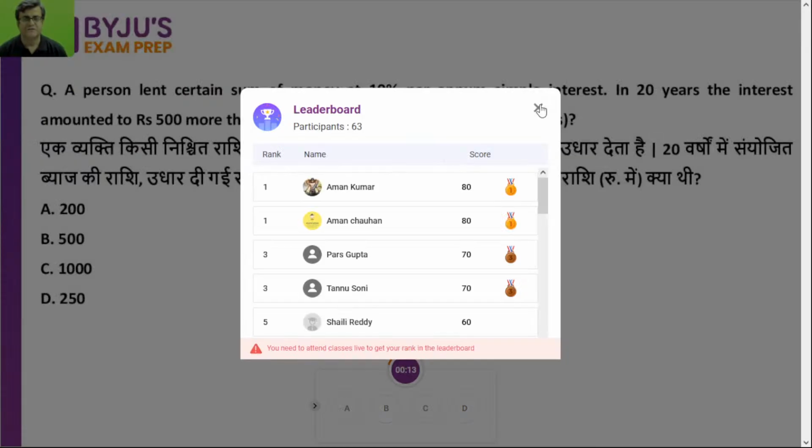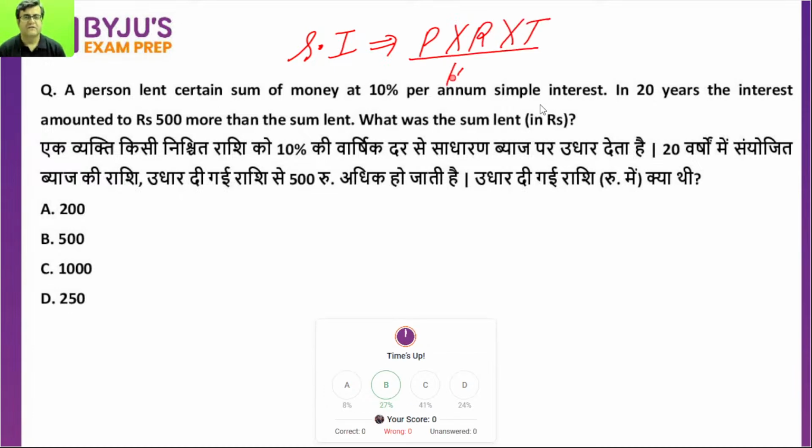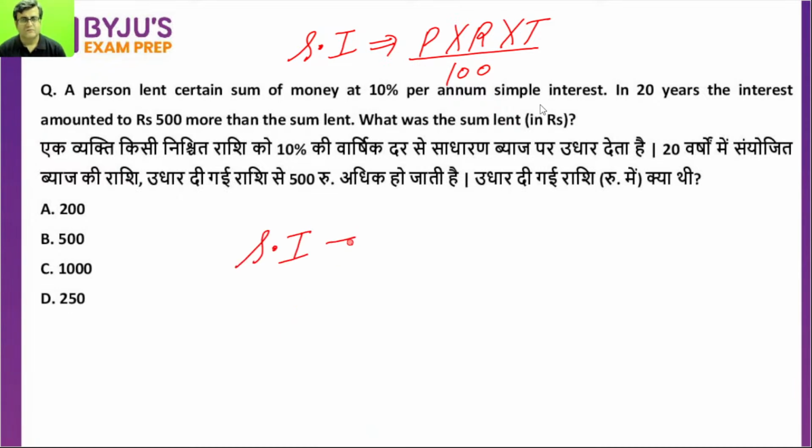B option is absolutely right. A person lent a certain sum of money at 10% per annum simple interest. In 20 years, the interest amounts to 500 more than the money lent. What was the sum lent? Now use the formula. Simple interest is equal to what? Principal into rate into time by 100.